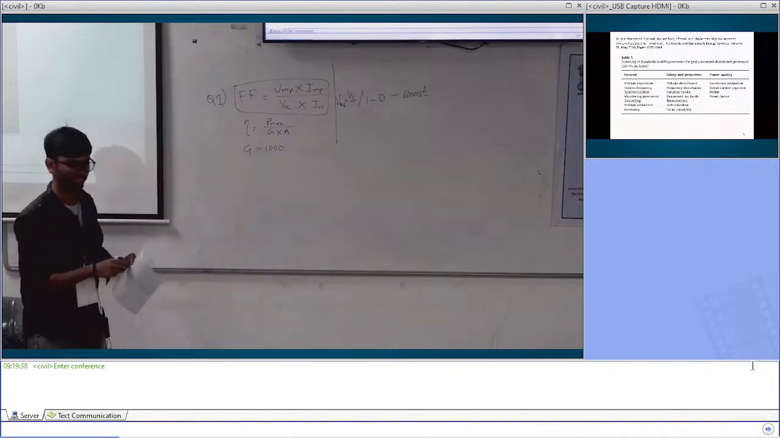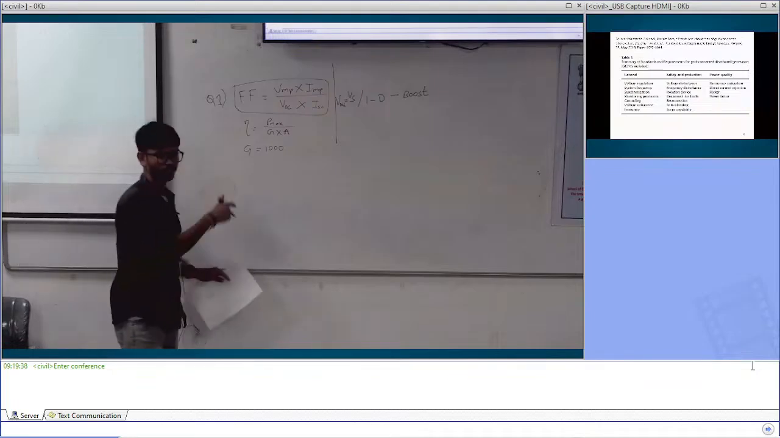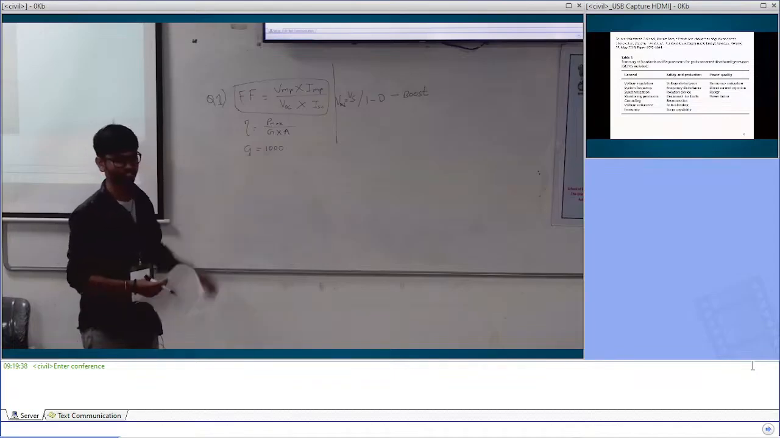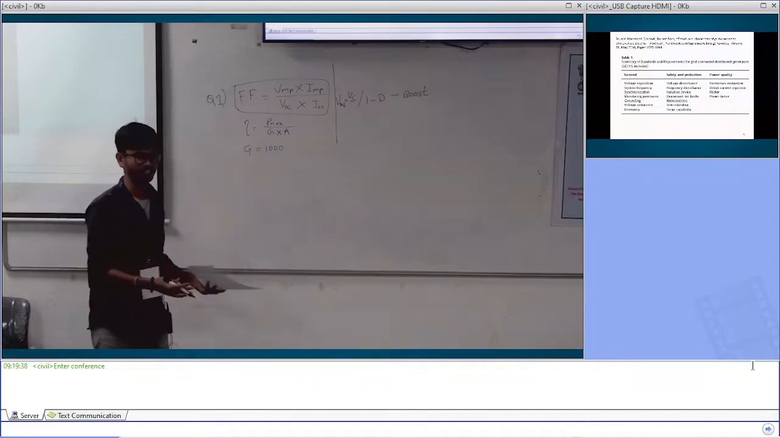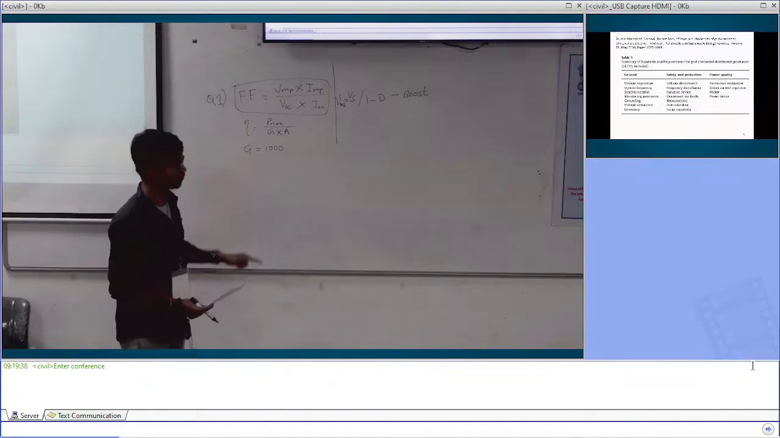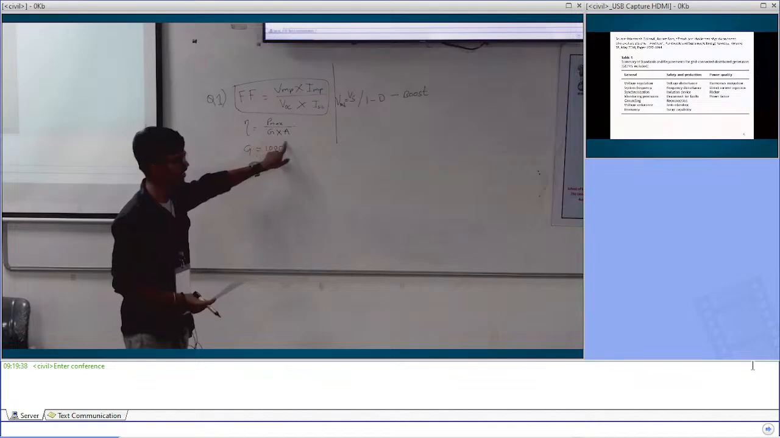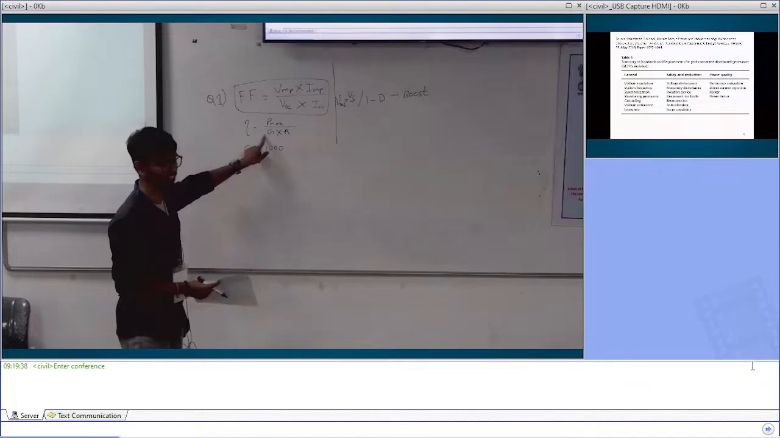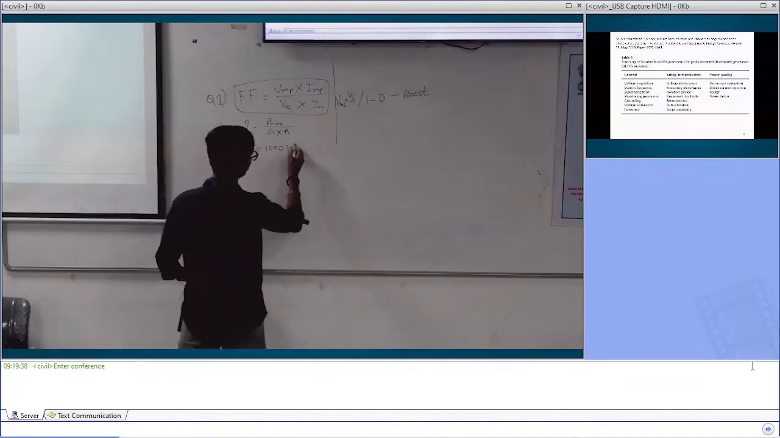Next we ask for efficiency. Efficiency is maximum power generated from the PV panel, divided by the power we are giving to the PV panel, that is in the form of solar radiation. To get that power, we multiply the irradiation times the area of the panel. For the standard test conditions, we take the irradiation as 1000 watt per meter square.